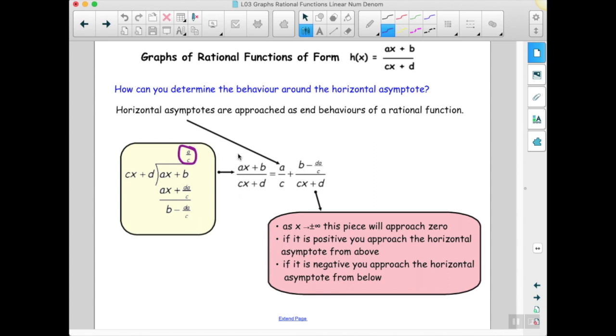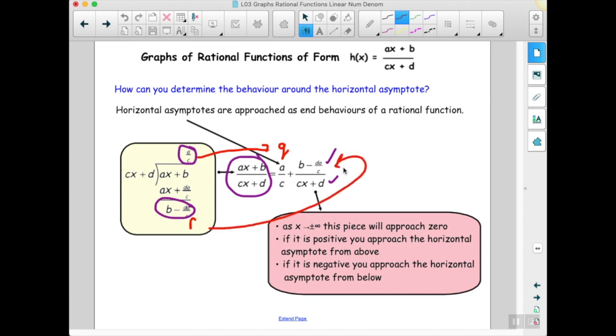So what does that mean? That means I can now rewrite this as my quotient, which happens to be a over c, plus my remainder out of my divisor. Again, I'm going to repeat that one more time because we've practiced this before. We can rewrite this as the quotient from up here, plus the remainder, which is right there, out of the divisor.